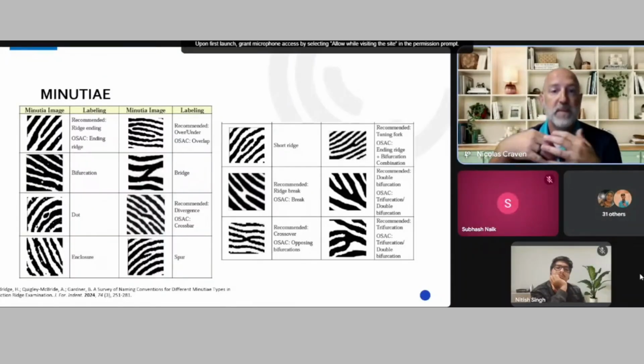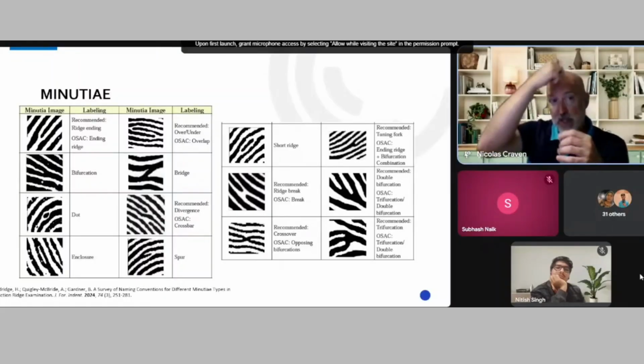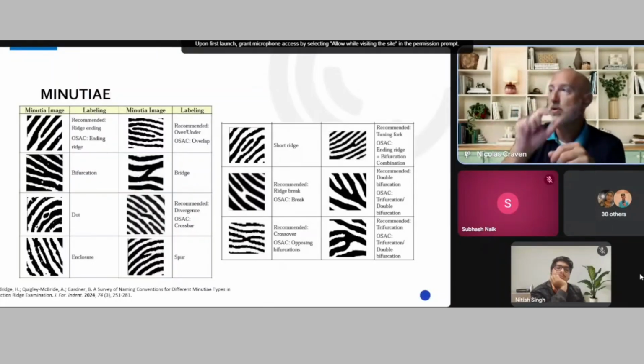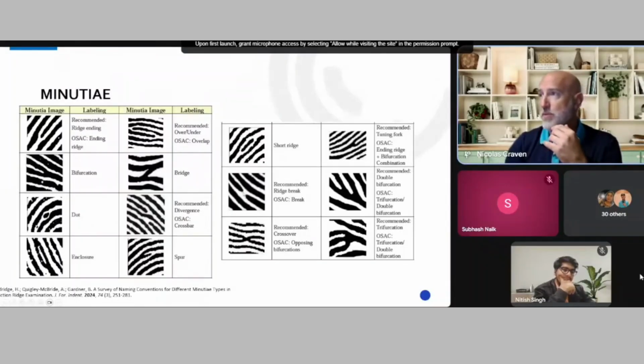So when we talk about a short ridge, that's what we mean. You can see in the box right there, the short ridge is just a smaller ridge, versus a ridge break. So when I say a ridge break, you know that I'm referring to something that looks like that on a fingerprint, okay?